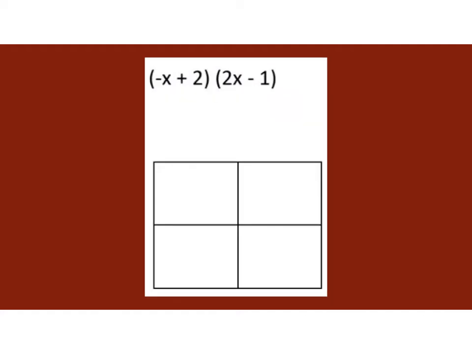All right, here's another pair of binomials. So I'm going to set these guys up. So I have negative x here and a plus 2. Then I have 2x minus 1. So now I'm going to actually go ahead and multiply. So 2x times negative x will give us a negative 2x squared. 2x times 2 will give us 4x.